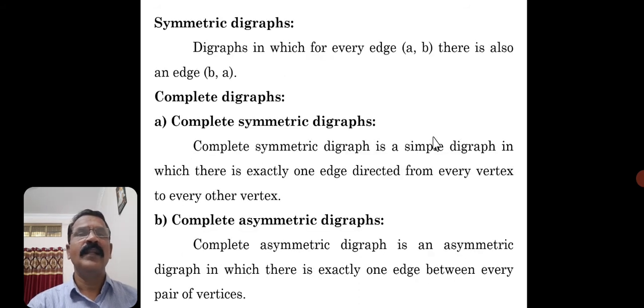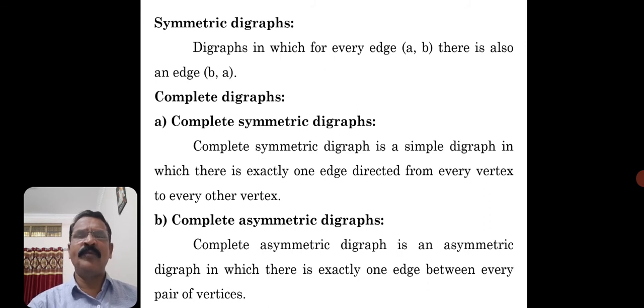Symmetric digraphs. What do you mean by symmetric digraphs? Digraphs in which for every edge AB, suppose there is an edge AB, there is also an edge BA. So A to B, B to A. It implies multiple edges are allowed. Very easily you can understand this. Between two vertices, there will be multiple edges. One is from A to B, another one is from B to A direction. So such a graph is called a symmetric digraph. No need to give any specific example. It's very easy to understand.